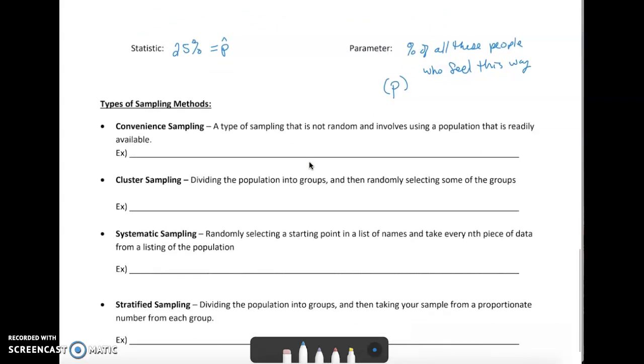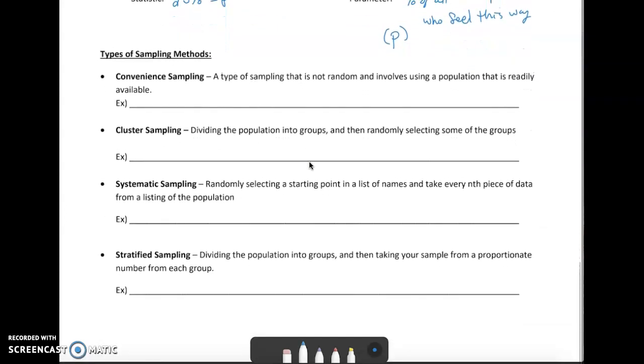Okay, so let's go ahead and talk about some types of sampling methods. Like I sort of alluded to, you have to make sure you take good samples. So there are a lot of different ways to take samples. One is called convenience sampling. This is a type of sampling that is not random, and it involves using a population that is readily available. Some examples of that would be maybe surveying the people in your class, or maybe in your neighborhood. Something like that. Right? Easy to reach people.